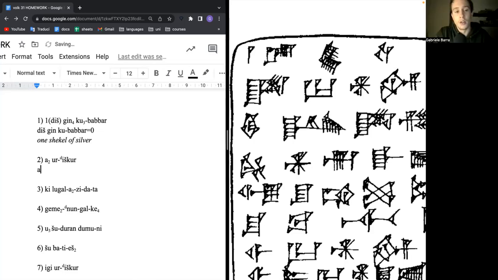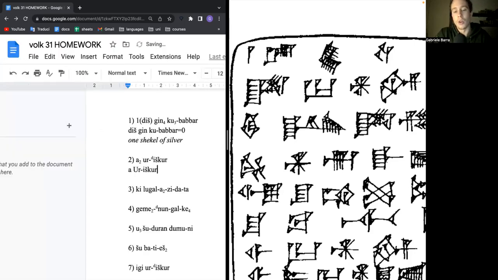So yes, in economic contexts, A2, so the arm, is usually just wage, the pay. So A, Ur, Ishkur. And we know that there's probably a genitive here, although it's not clearly stated, yes. Right? Right. I assumed that. No problem. So the wages of Urishkur.